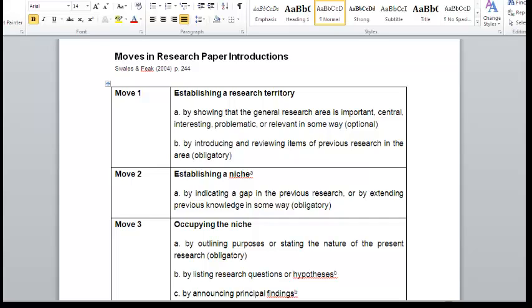So then we're going to move on to move 2, which remember is the hinge between move 1 and move 3. To show what the general topic is, move 2, and then you're going to move on to specifically how your research is going to fill that void. So move 2 is you're going to indicate a gap in the previous research, or by extending previous knowledge in some way. So in move 1, remember, we needed to talk about the previous research and show what has been done. So then move 2, you need to indicate what hasn't been done yet. Where's the void? Where's the hole that you're going to fill?